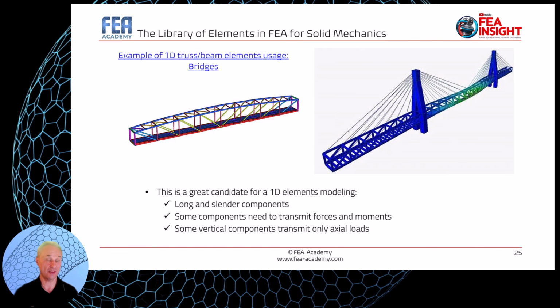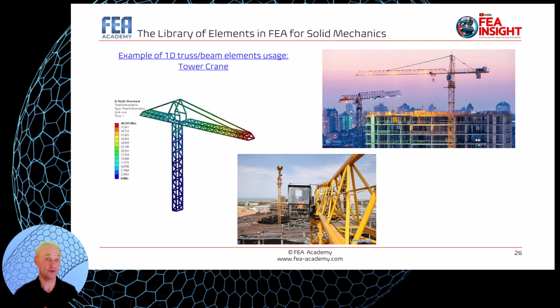Here you see another example of usage with 1D truss and 1D beam elements. It is a bridge, okay? So 1D elements are great candidates here because we have long and slender components. Some components need to transmit forces and moments, and some vertical components transmit only axial loads. Another typical usage for 1D truss and beam elements is a tower crane.